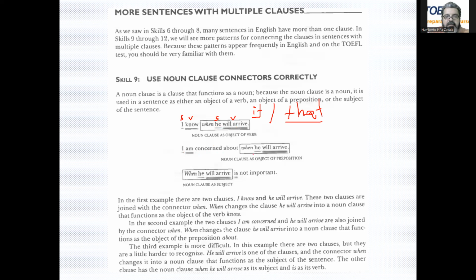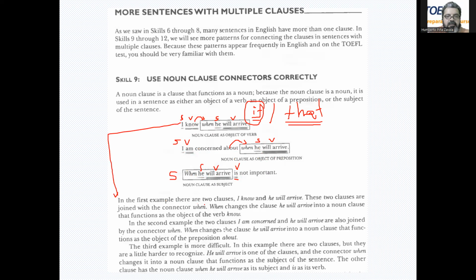For example, "I am concerned about when he will arrive." Subject, verb. "I am concerned about when he will arrive." Okay, so I'm concerned about it. I'm concerned about that. Right, this is the object with the preposition "about." It is the object of the verb know. "When he will arrive is not important." Once we got "he" is the subject, "will arrive" is the verb, but the whole noun clause is the subject for "is." So we can substitute that with "it's not important" or "that is not important." What are we talking about? When he will arrive. Okay.